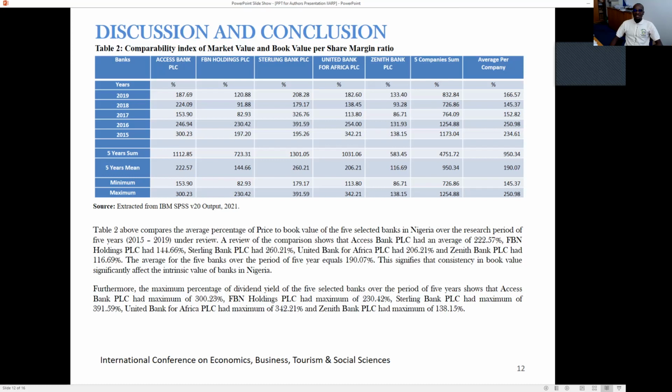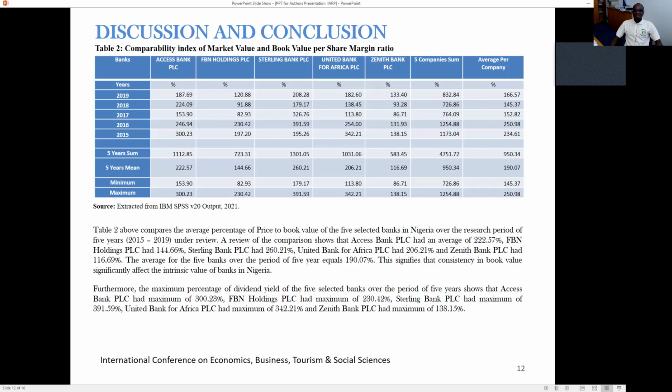A review of the comparison shows that Access Bank PLC had an average of 222.57%, FBN Holding PLC had 144.66%, Sterling Bank PLC had 260.21%, United Bank for Africa PLC had 206.21%, and Zenith Bank PLC had 116.69%. The average for the 5 banks over the period of 5 years equals 190.07%. This signifies that consistency in book value significantly affects the intrinsic value of the banks in Nigeria.